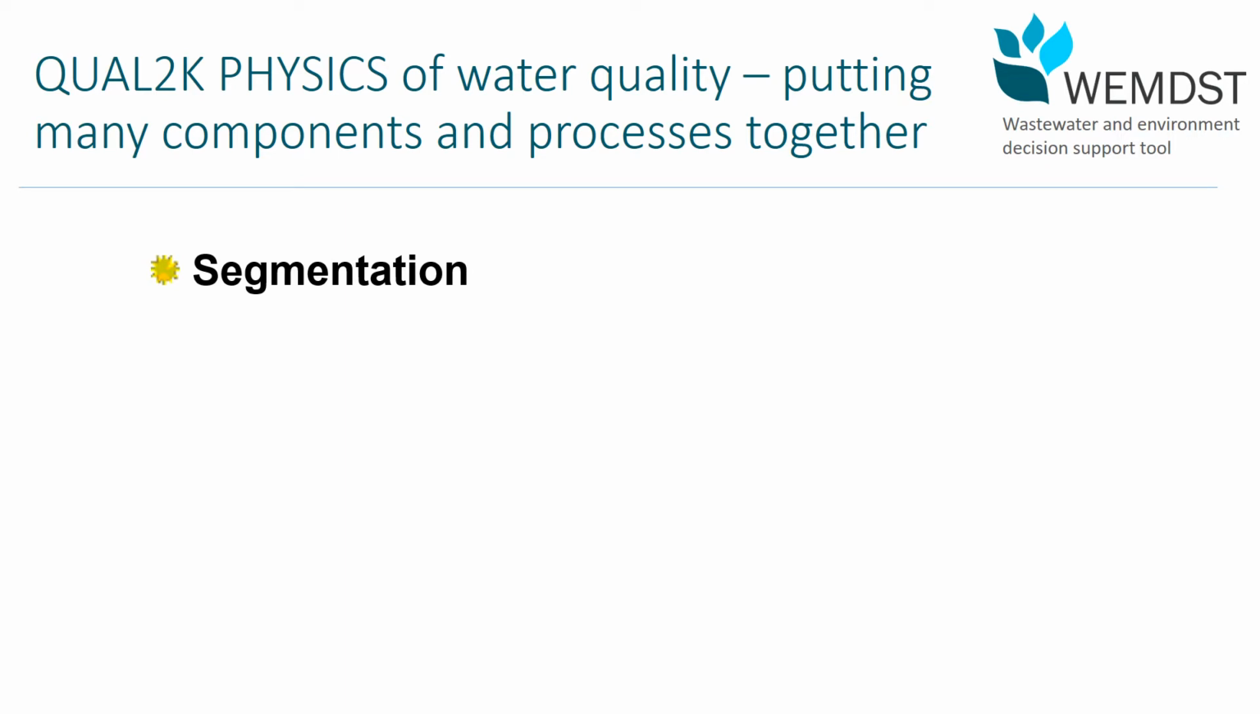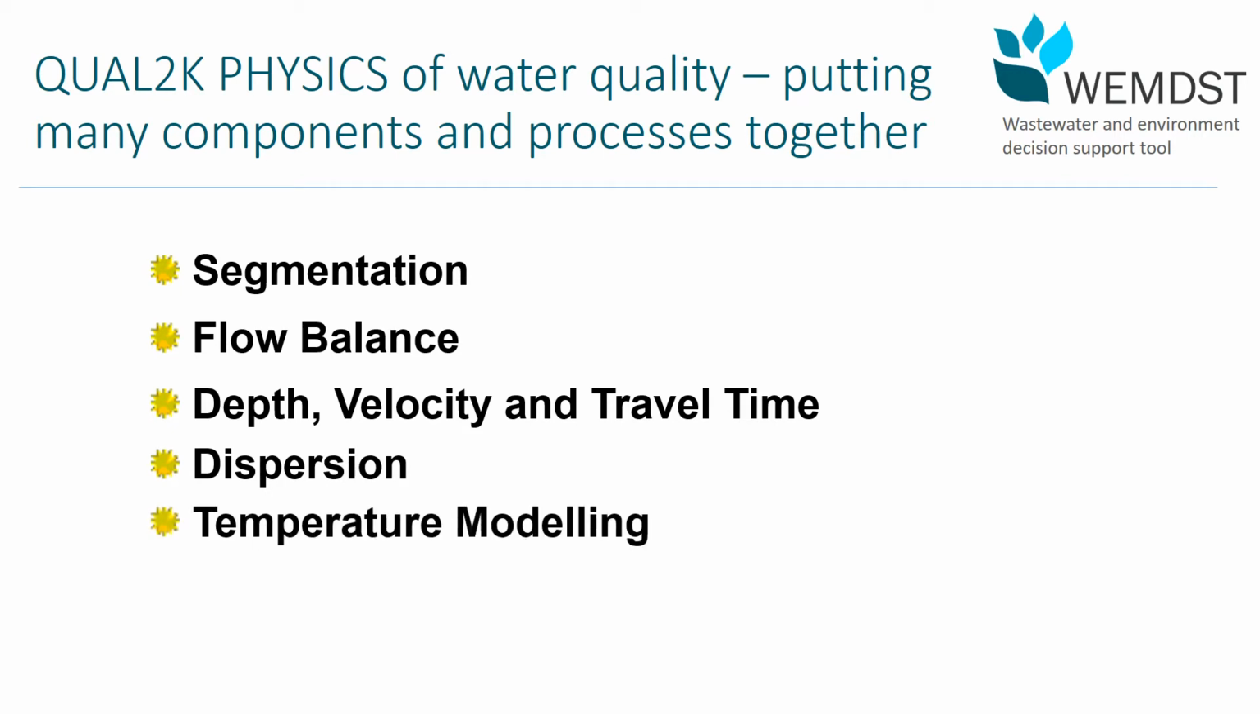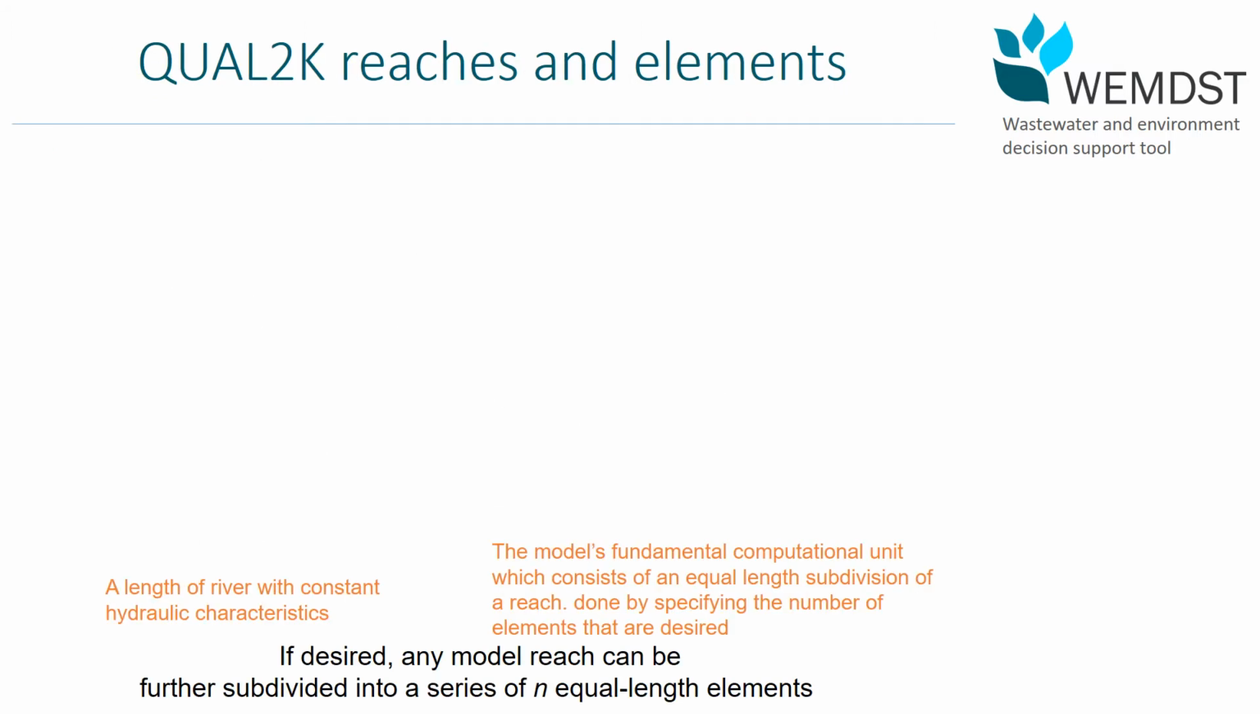First of those is segmentation. The next is flow balance, depth, velocity and travel time in the water course, dispersion, which is a very important component, especially in flowing water courses, and temperature modeling. Temperature is extremely important because it is governing the chemical processes as well as biological processes. And as well, we will see later that some other components like oxygen concentration and CO2 concentration are very much important as well.